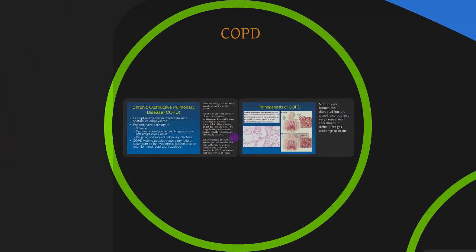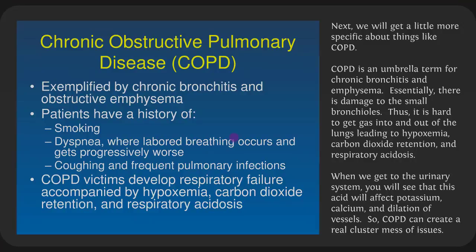I'm going to jump out here and go through a couple of diseases quick. So we'll look a little bit at COPD and then asthma and then things like tuberculosis. So first of all, COPD is an umbrella term for chronic bronchitis and emphysema. In fact, they're really not even called that often anymore. Essentially, there's damage to the bronchioles.